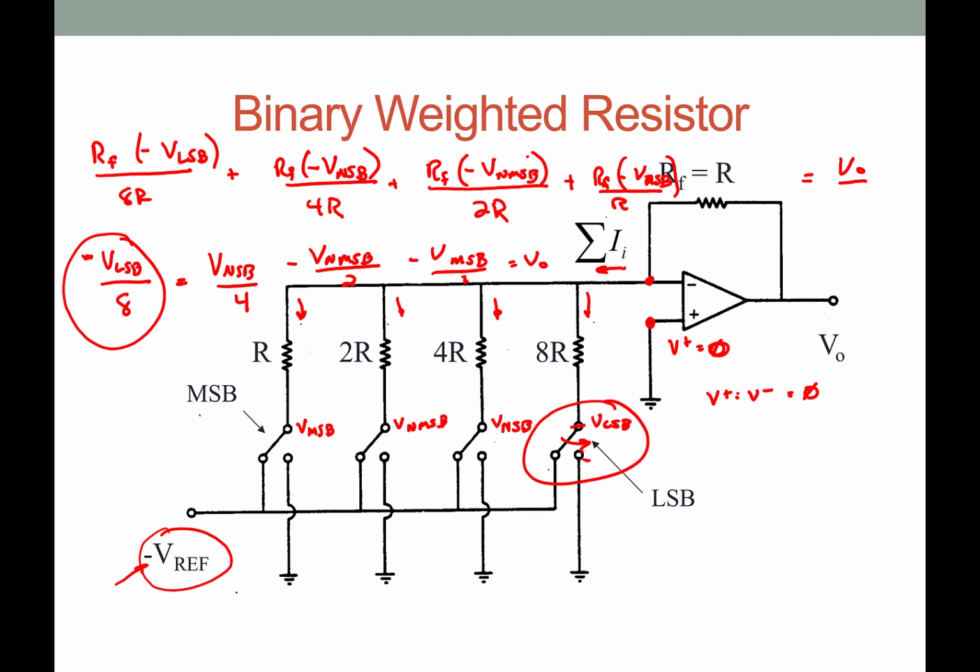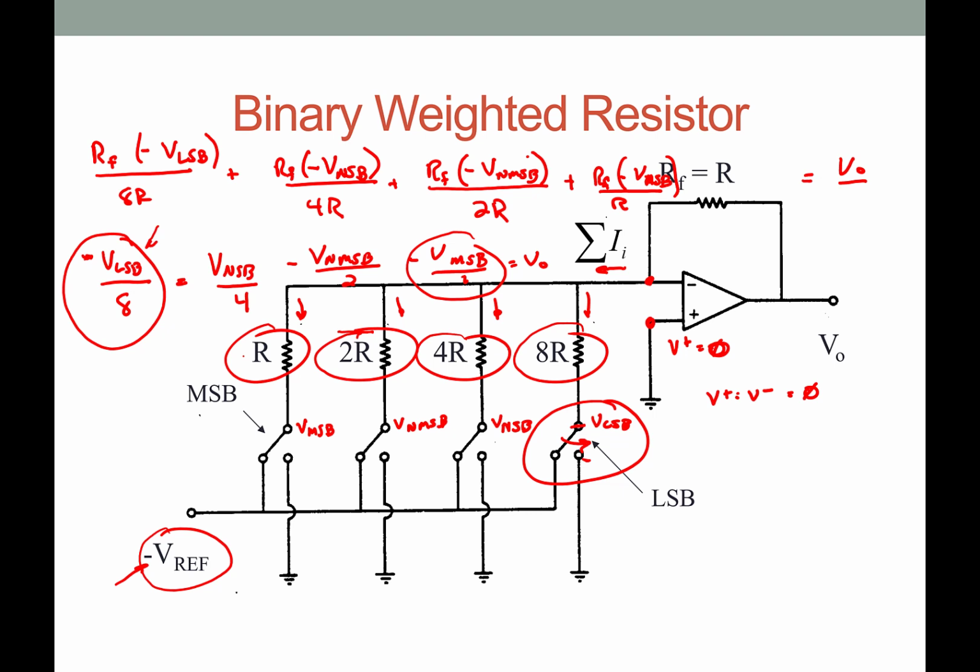So the output voltage basically gets added. The most significant bit is here, so the next most significant bit, this one here, is divided by 2. The next most significant bit after that is divided by 4. The next least significant bit is right here, and that's divided by 8. So these resistor values are what determines the order of the bits. So this is just a 4-bit one.